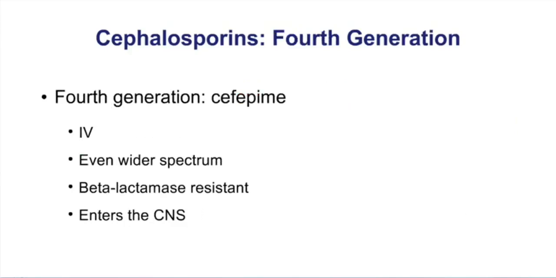We only have one fourth generation drug, the drug cefepime. In fact, the fourth generation drug is very similar to the third generation in that it's very broad spectrum. Kills gram positives, kills a lot of gram negatives. In fact, it can even enter the CNS. If we compare third and fourth generations even further, we find both groups are beta-lactamase resistant.